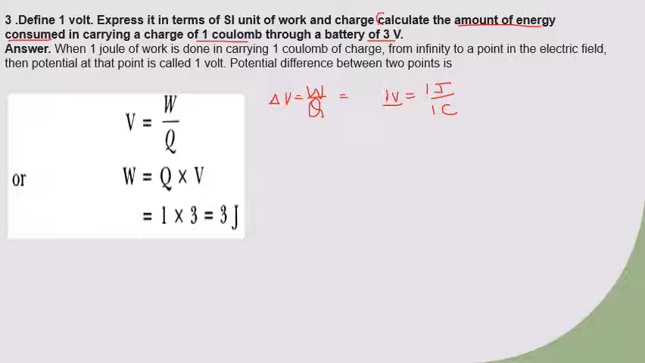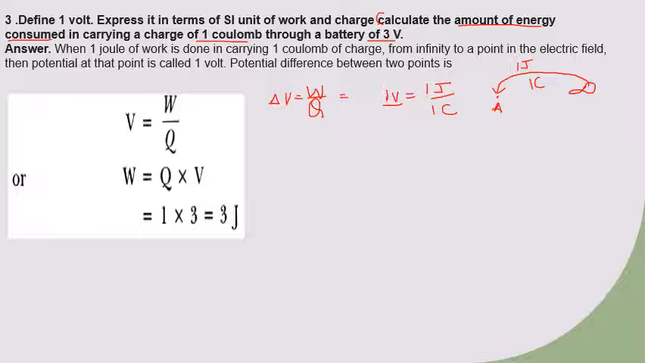Now I will explain it with the help of a diagram. There is a point over here, that is A, and there is infinity. Over here there is a charge, right? When you take a charge from infinity, and while doing this you are doing a work of 1 joule, to take a charge of 1 coulomb from infinity to the point, this is known as 1 volt.